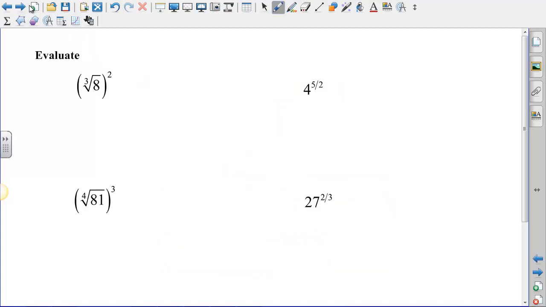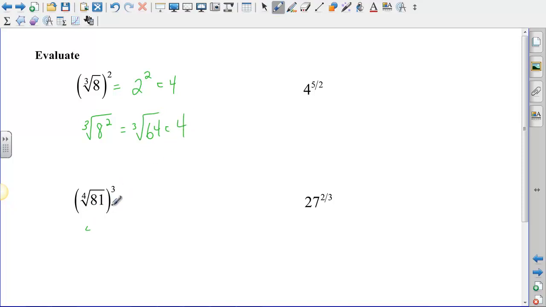The next thing we're going to do is evaluate some of these. You can see right here, the way this is set up, I can do the cube root of 8 squared. Well, the cube root of 8 is easy. That's 2, and then 2 squared is 4. Now, had I done this the other way, I would have said 8 squared, which would have been the cube root of 64, which if I knew the cube root of 64 is 4, that's easy.